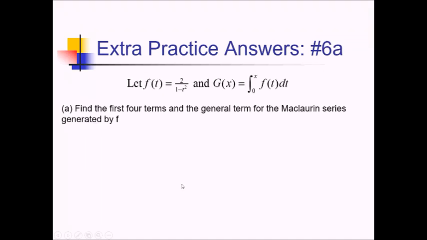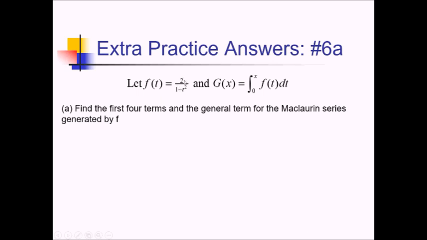On this free response problem, we have this f of t function, 2 over 1 minus t squared, and big G of x is this integral function, the integral of f, basically. So our first task here is to find the first 4 terms and general term for a Maclaurin series generated by f. So you could start taking derivatives of this thing, but that's way more work than you need to do. You might notice, if you look carefully, this is in geometric series form.